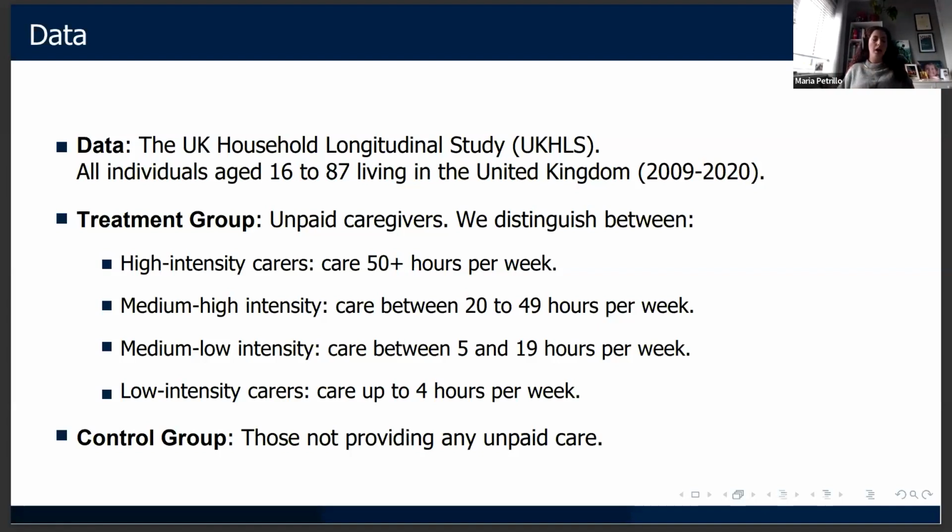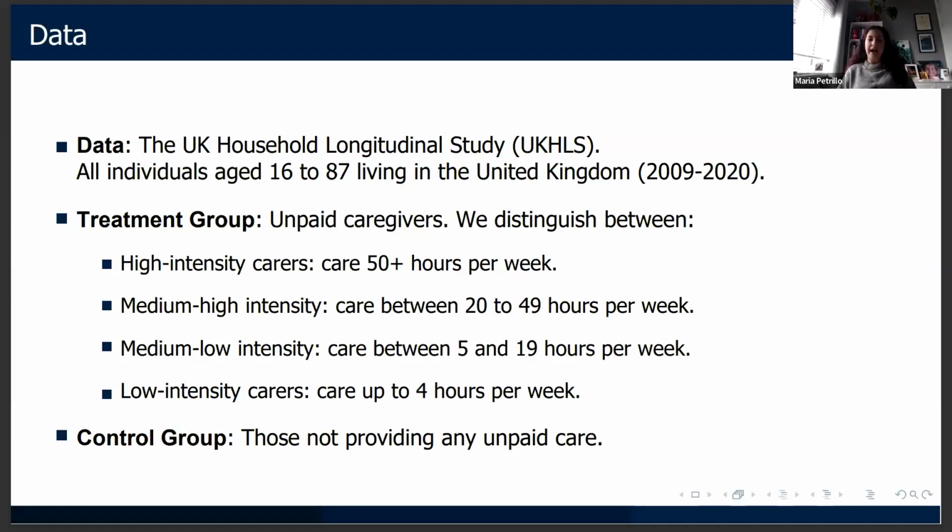So we have different subsamples of the treatment group, where the treatment group are unpaid carers. And we distinguish unpaid carers in 4 different categories. We have high intensity carers, those providing 50 hours or more per week of care. Medium high intensity unpaid carers, those providing 20 to 49 hours per week of care. Medium low intensity unpaid carers, those providing 5 to 19 hours per week of care. And low intensity unpaid carers, those providing less than 5 hours per week. This will allow us to understand if there is any threshold effect when the intensity comes into play.